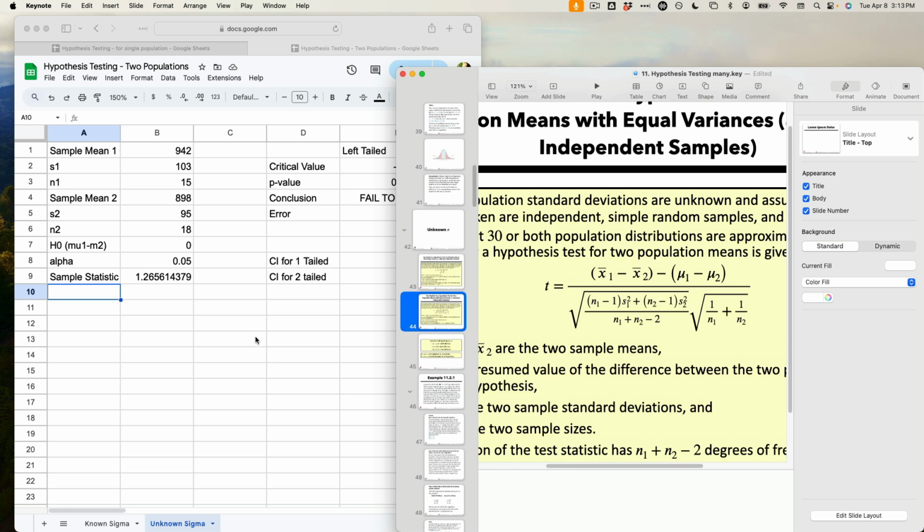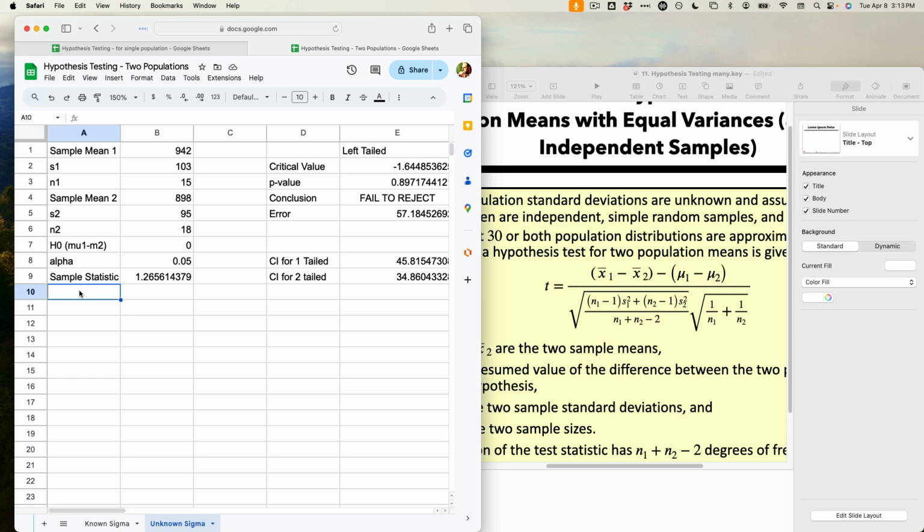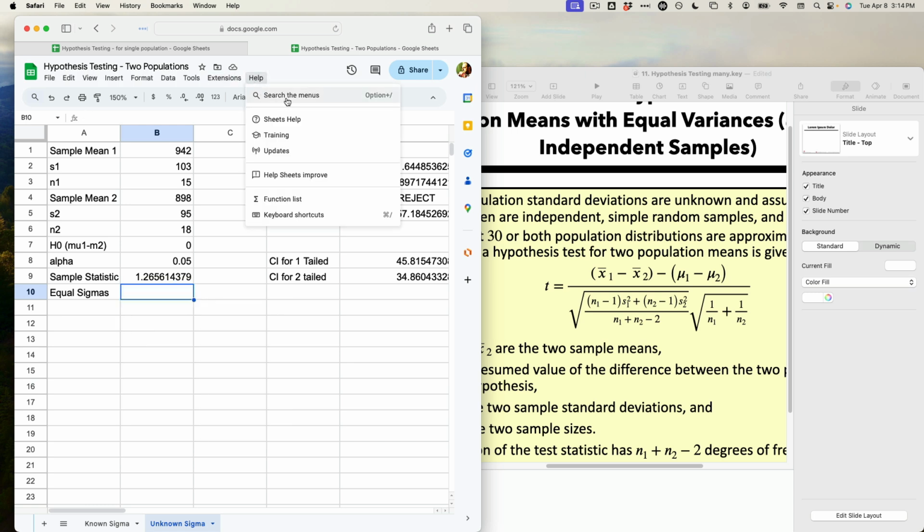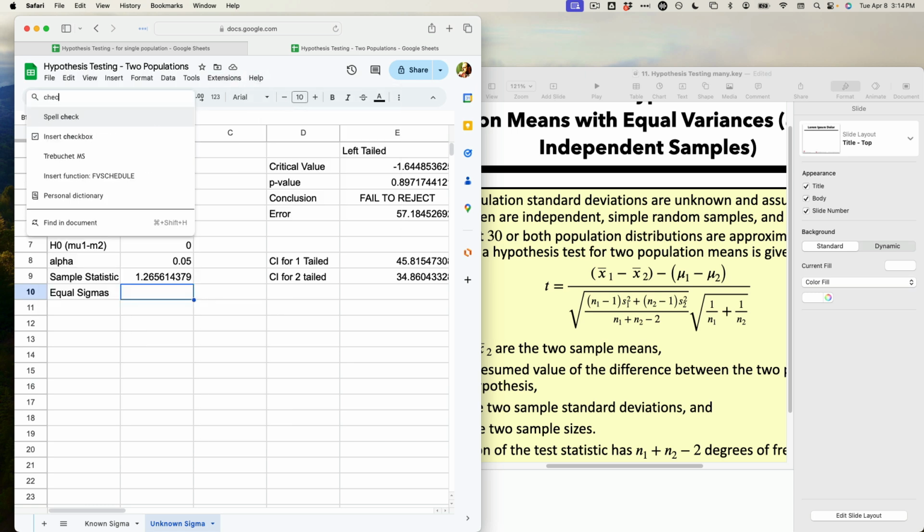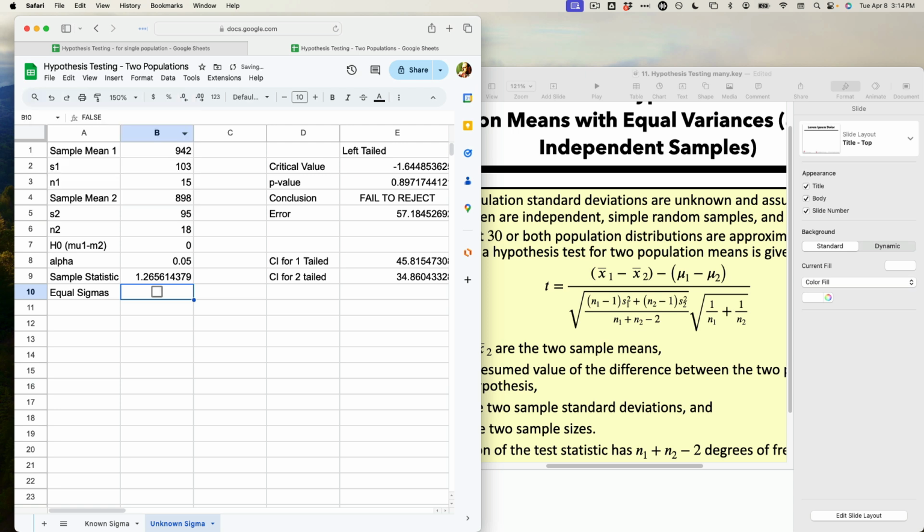So I need at least two more cells here, and that's going to be equal sigmas assumed for the population, and this would be equal to a toggle or like a checkbox. Let me see, how did I do it? Checkbox, hold on. We can go here and ask Google how to do a checkbox, insert checkbox. There you go. So if I press this now, this is true or false, okay?